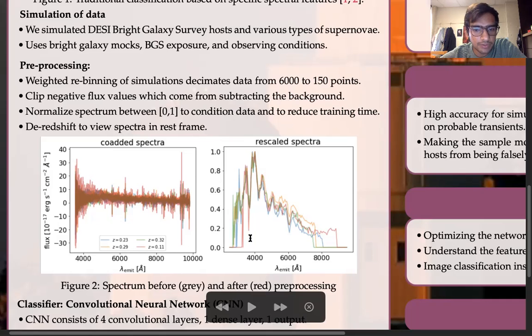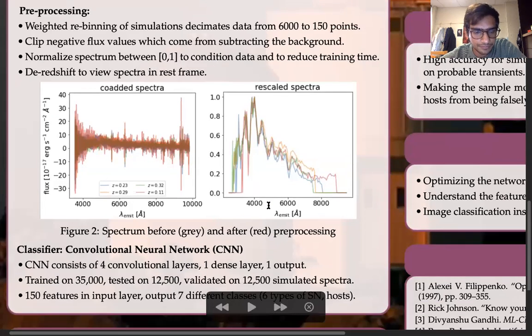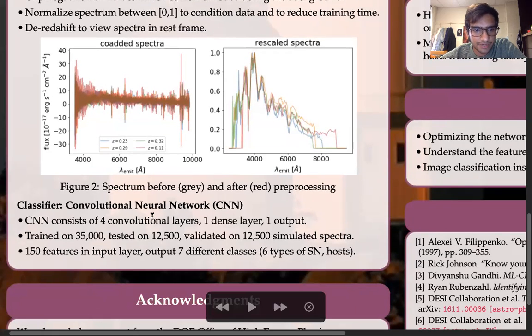So what we do is we clip those negative values, and then we want to reduce the range that goes from -30 to 40. So we normalize it between 0 and 1. Normalization is a standard practice in machine learning because it reduces the computational time and helps the network converge faster. And lastly, we de-redshift. So you go from having this hot mess to something that does have some sort of structure and a pattern that the network can learn on. Each of these classification problems requires a different architecture.